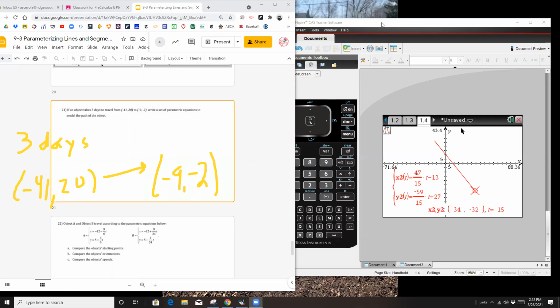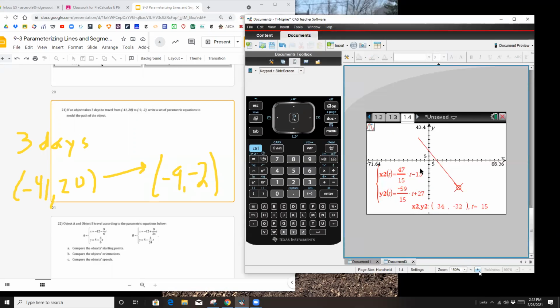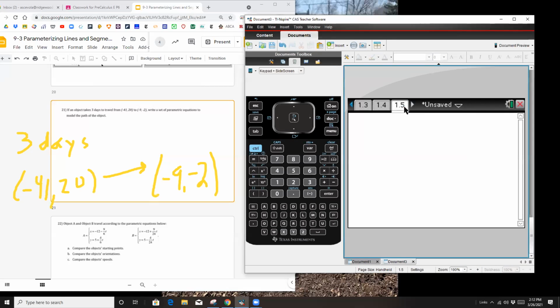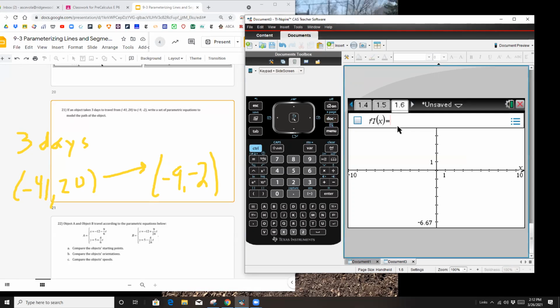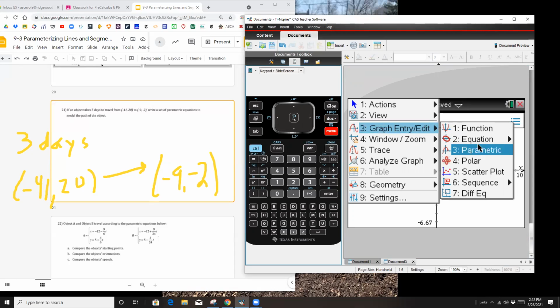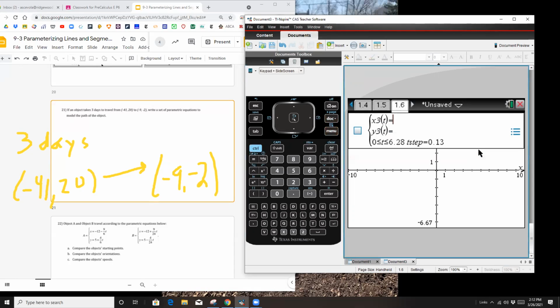All right. So we can open up a new calculator, control plus page, add a calculator. Check, I messed up, should be a graph. So do it again. Make it parametric equations. So go menu, graph entry edit, parametrics. All right, now if we jump to the bottom real quick, our period of time is going to be from 0 to 3 days. We'll change that from 0 to 3. And our t step, we'll just make it 1.